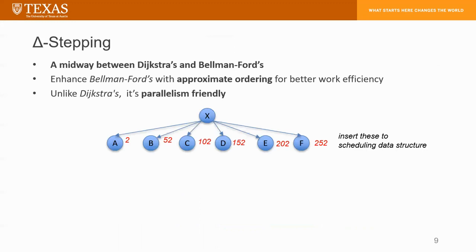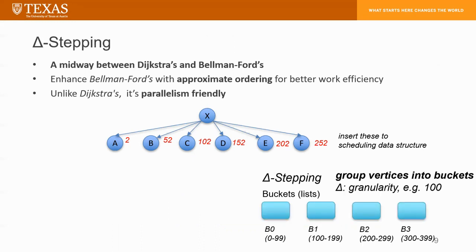Let's say we want to insert A, B, C, and so on into the scheduling data structure. The scheduling data structure for delta-stepping is a number of buckets, where each bucket is a list. We want to group those vertices into buckets. The meaning of delta is the granularity of each bucket in terms of distance. For example, if we choose delta to be 100, the first bucket will accept vertices with distance from 0 to 99. So A and B are put here, and so on.